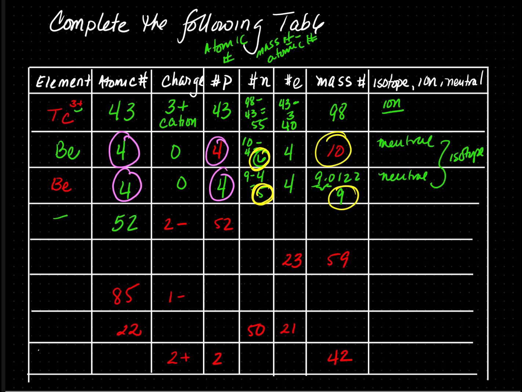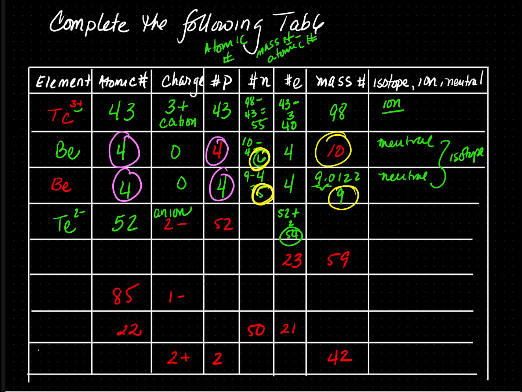This is tellurium, Te. It has a charge of 2 minus because it was given, so this is an ion, not a neutral atom. Since it has a -2, this is an anion. It has more electrons than protons. To find the number of electrons, we take the number of protons plus 2, because it has more electrons. So this has 54 electrons.